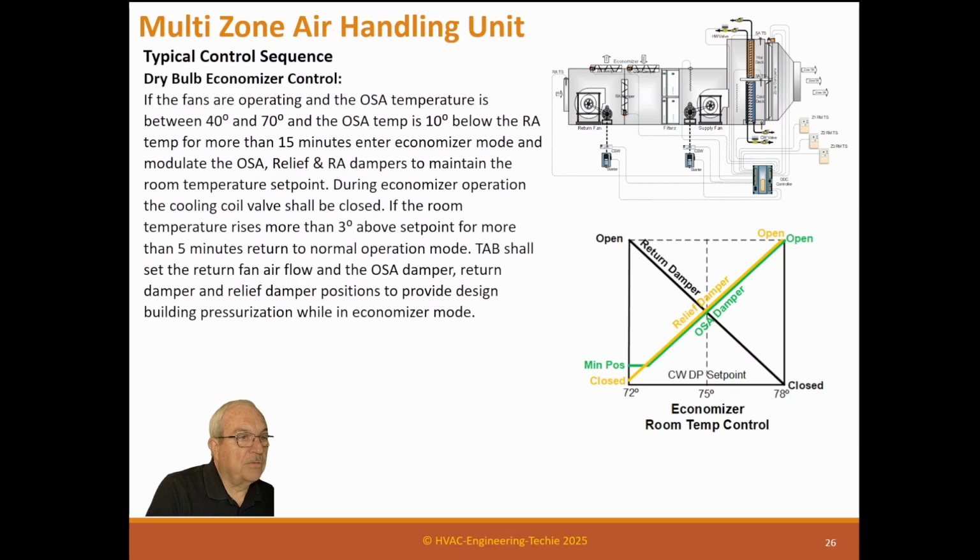TAB shall set the return air fan airflow and outside air damper, return damper, and relief damper positions to provide design building pressurization while in economizer mode. And again, this is the chart. So when it's cold, these are closed. When it gets warmer, they both open, the relief and the outside air. And the return air damper is opposite those.